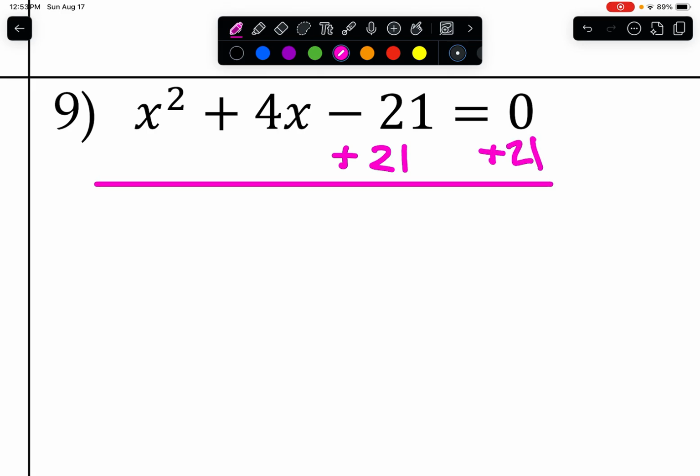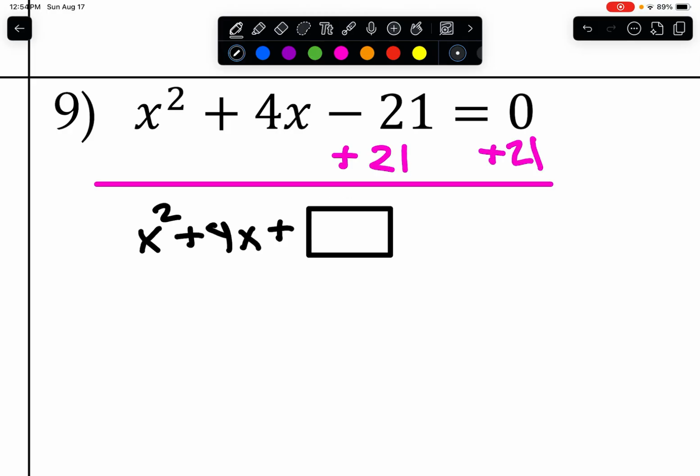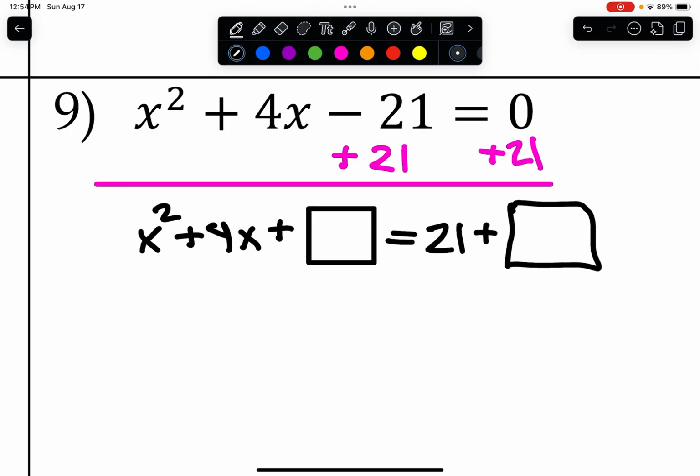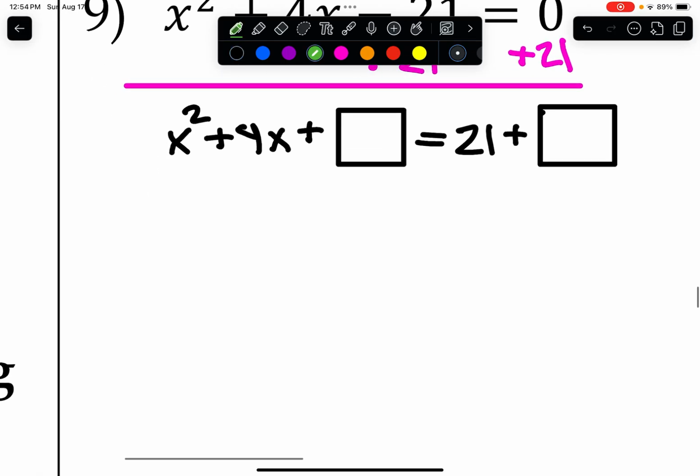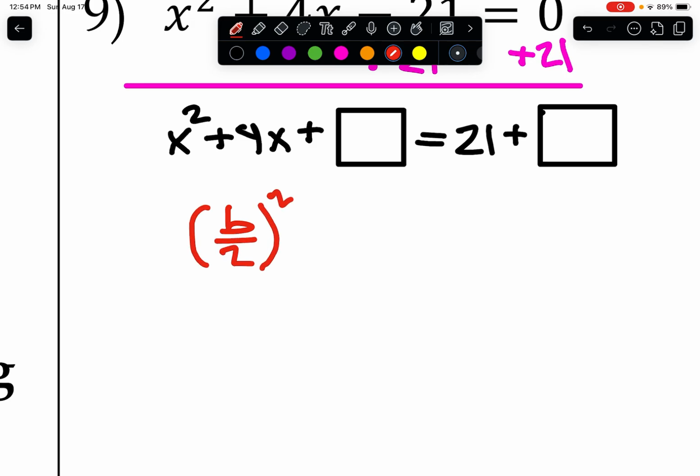So doing this, that's going to give us x squared plus 4x. And now I'm going to have this little box right here. This is going to be used for completing the square. And that's going to be equal to 21 plus that same value that we're going to put over here. So in order to find what goes in this little mystery box, this is where you're going to do completing the square. So to complete the square, we're going to do b divided by 2, and then you're going to square that value. And that's what's going to go in those boxes.